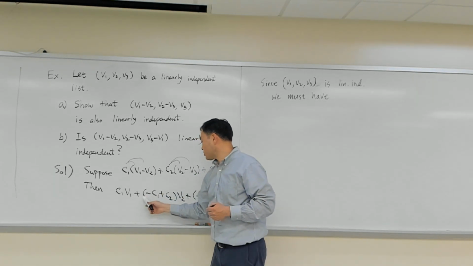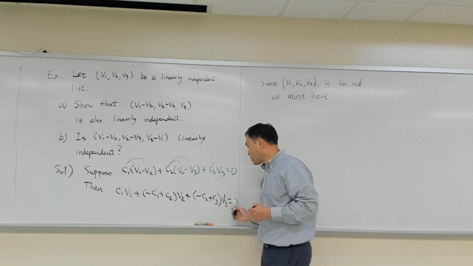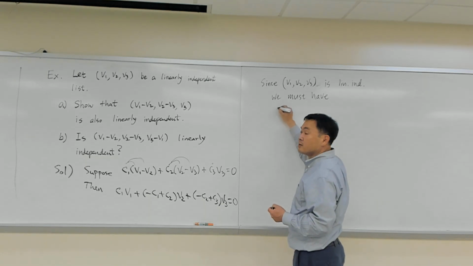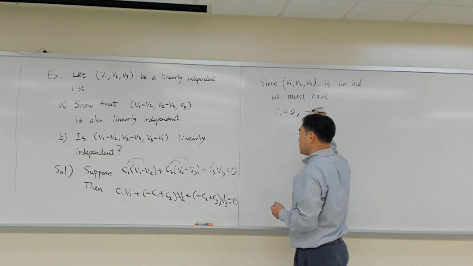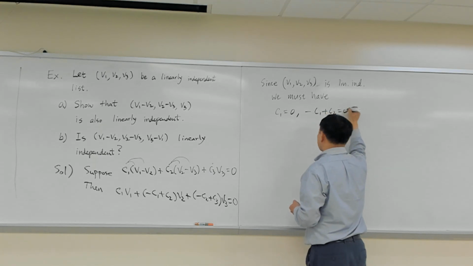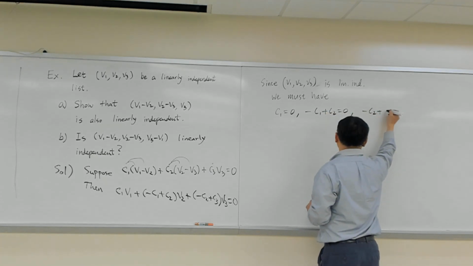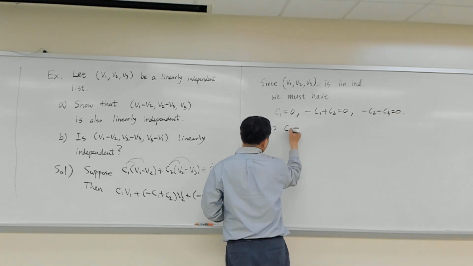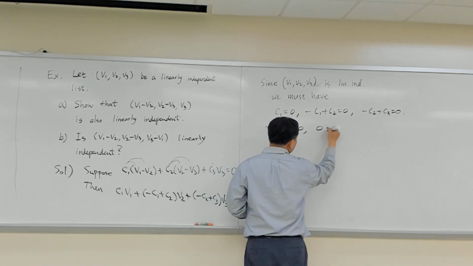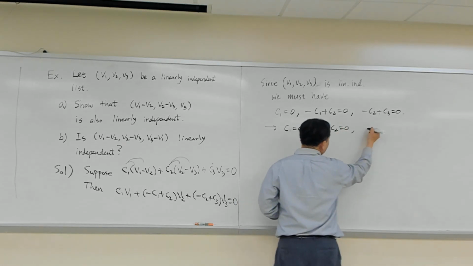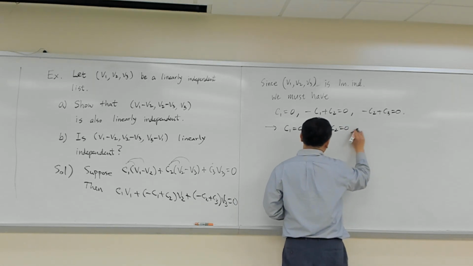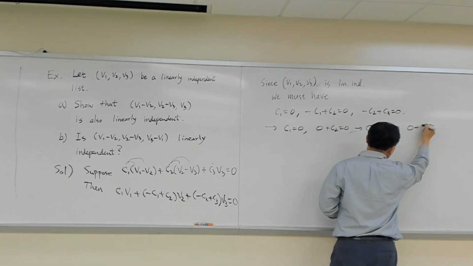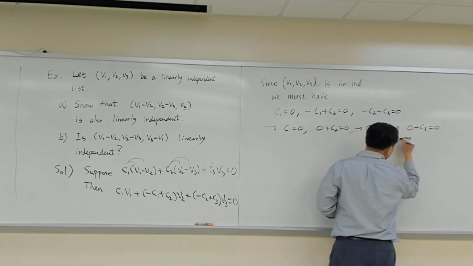These are coefficients, right? Yes. So for that to be 0, what are we forced to say? C1 is 0, negative C1 plus C2 is 0, negative C2 plus C3 is 0. Okay. But then that means C1 is 0, and then 0 plus C2 is 0, which means C2 is 0, and that means 0 plus C3 is 0, that also means C3 is 0.